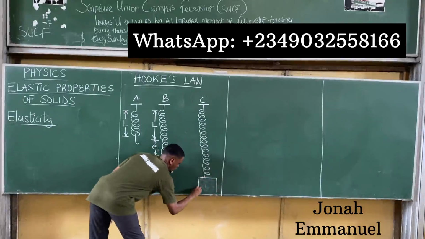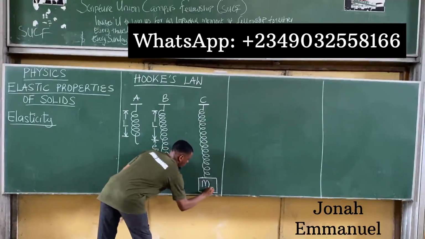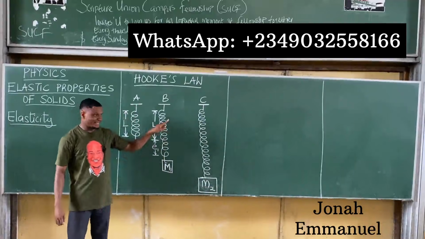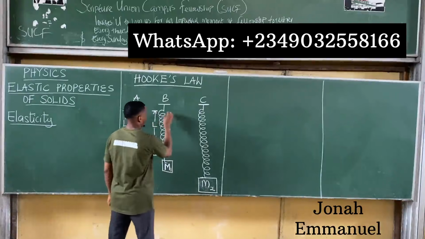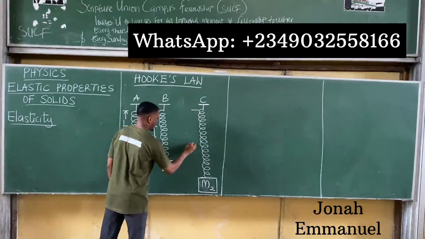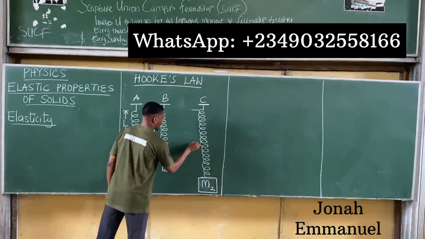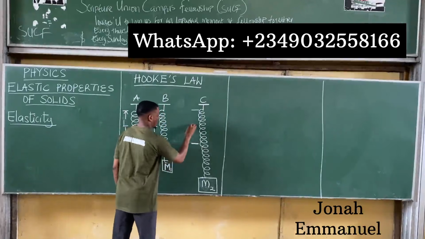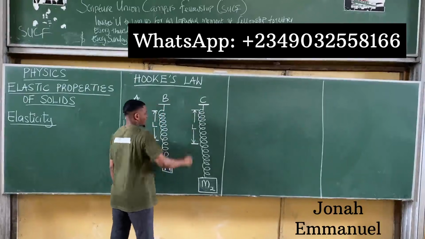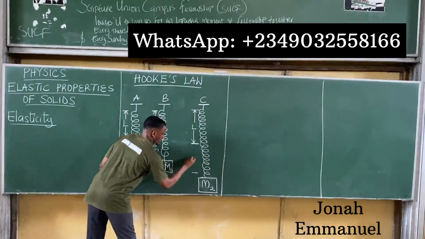Let me draw it bigger, just to show that M2 is bigger than M1. So I'll call this M2. What do you observe? You observe that when I applied a bigger mass M2, it sagged further downwards. Don't forget that the initial length, L, is still the same. I'm having L from here to here, which is the initial length of the spring. Let's call this E2.